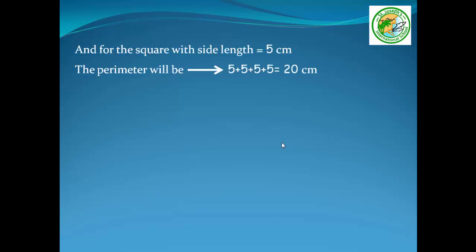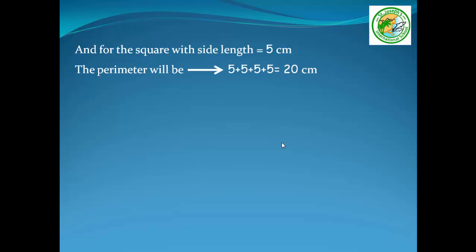Okay, what about the square? For the square with side length 5 cm, we know that the square has 4 equal sides. So the 4 sides will be equal 5 cm. To get the perimeter, we will add 5 plus 5 plus 5 plus 5, 4 times because it has 4 sides. Okay, that means what?